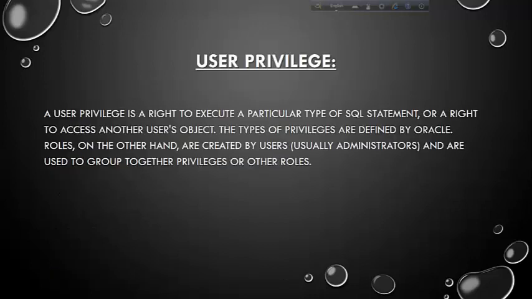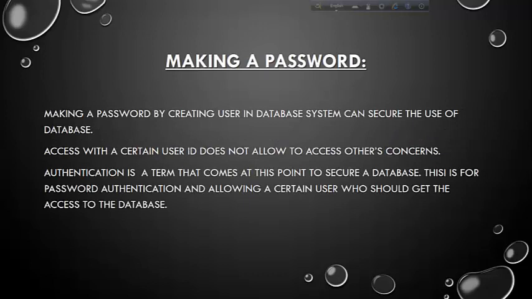User privilege is something we do to allow users to access some specific fields of the database. Not all the information is open to all users, so these user privilege settings make it possible to define particular users' access to the database. Making a password is a way to secure the access of an authentic user to the database. Authentication is a term that comes in here to secure the database.